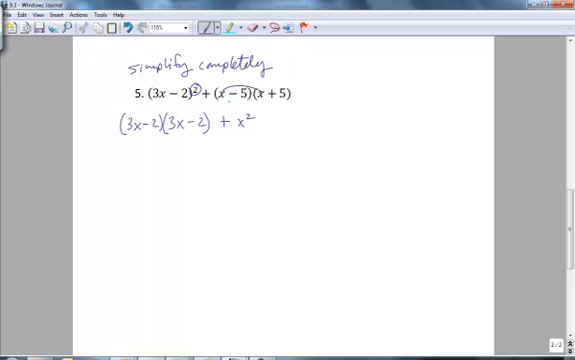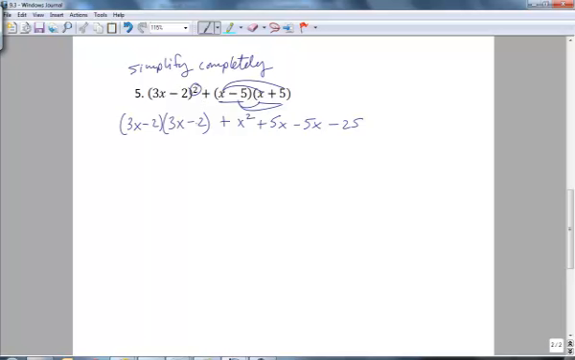Oh, did you notice the pattern? Did you notice how this binomial is just like that binomial, but with a different sign in the middle? I'm expecting the middle terms to add out. Here's my first middle term, 5x. Here's my second middle term, minus 5x. They're going to add out. Lastly, I get minus 25.